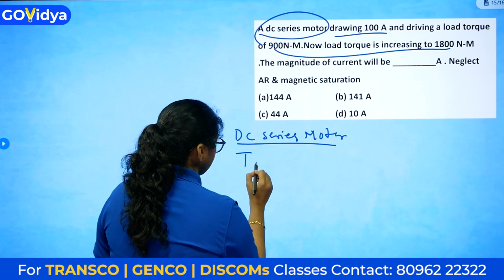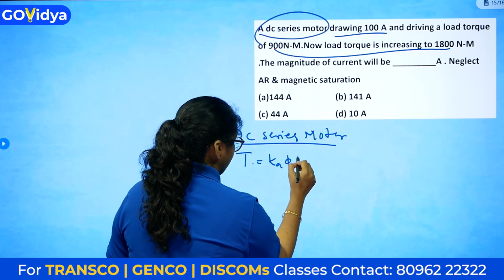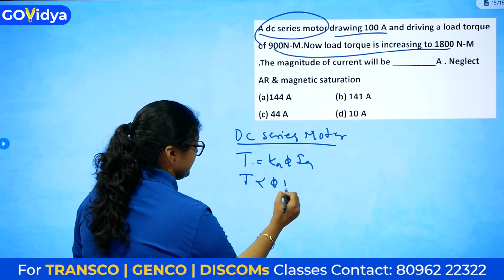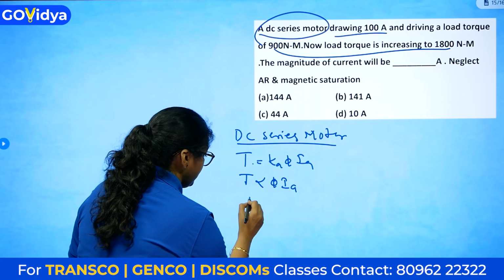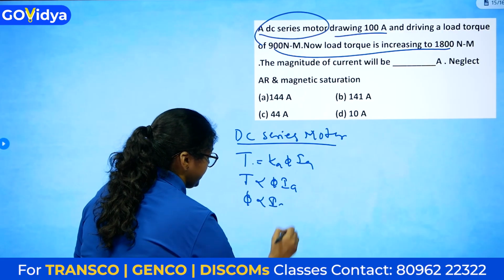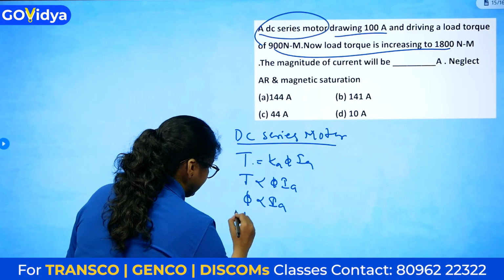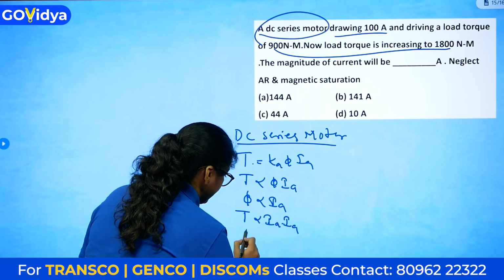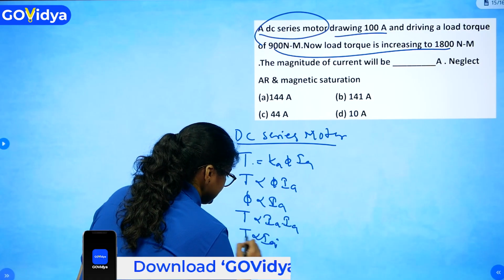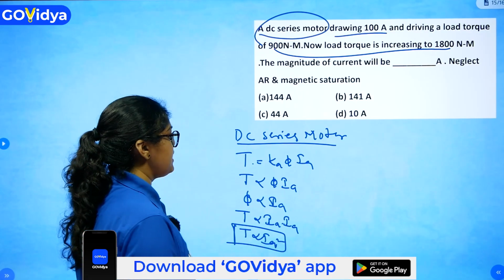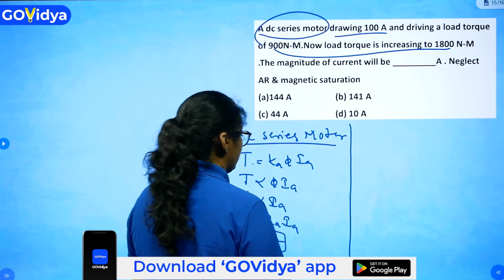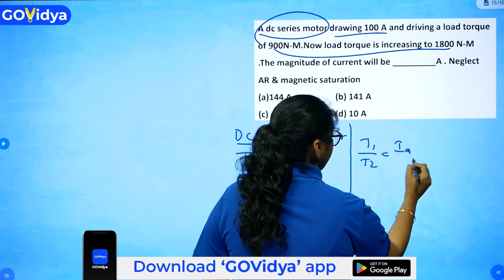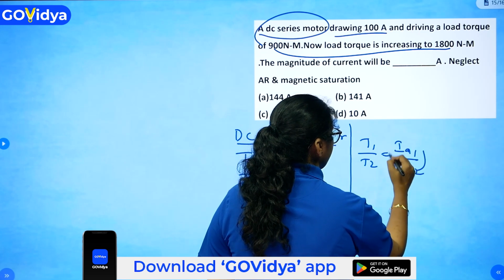Yes, we know the formula T is equal to Ka phi Ia, which is nothing but T is directly proportional to phi into Ia. In DC series motor, we know flux is directly proportional to Ia. Yes or not? So substituting we will get T is directly proportional to Ia into Ia, which is nothing but T is directly proportional to Ia square. So in this equation, let's substitute the values and we'll find the current value. From this I can write T1 by T2 is equal to Ia1 by Ia2 whole square.